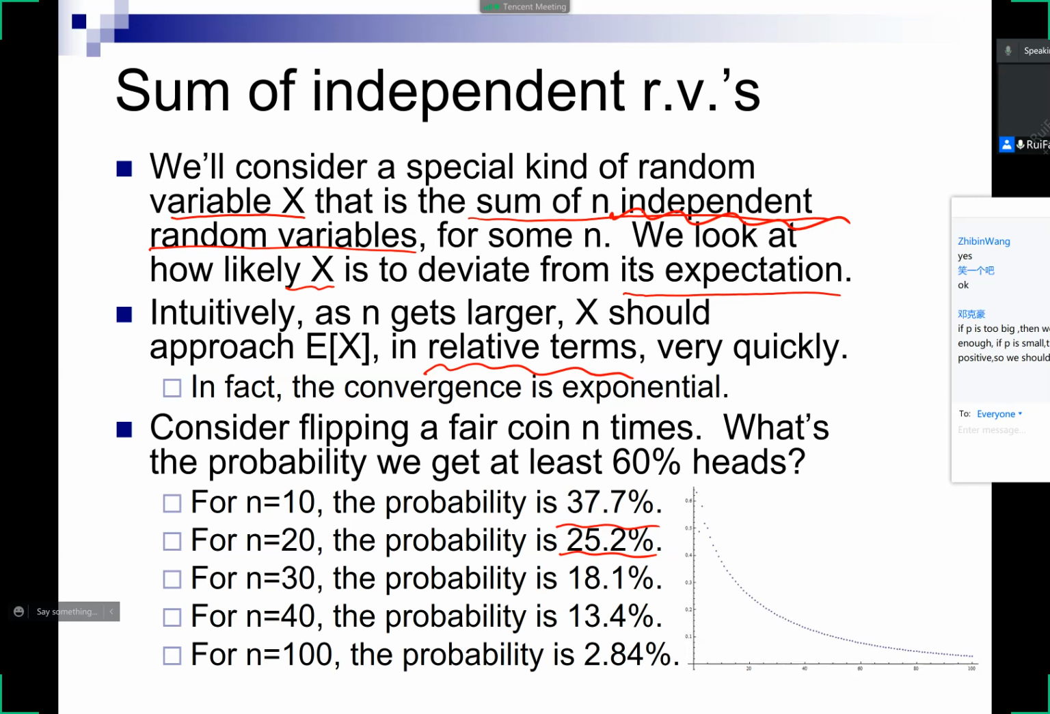In fact, I plotted these probabilities. Here n is on the x-axis, and this is the probability that you get more than 60% heads. If you plot that out, you can see that this probability is decreasing, and it's decreasing exponentially fast. Basically, the Chernoff bounds are going to capture this phenomenon.